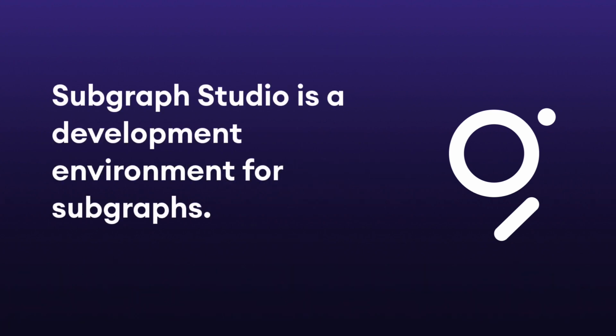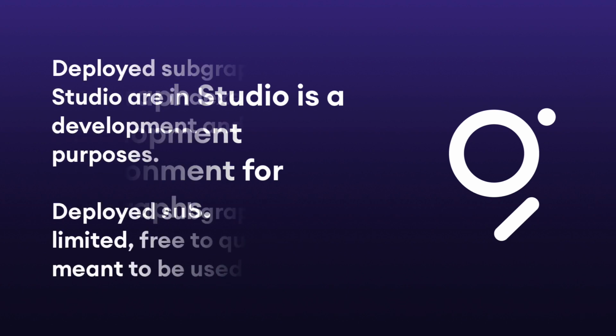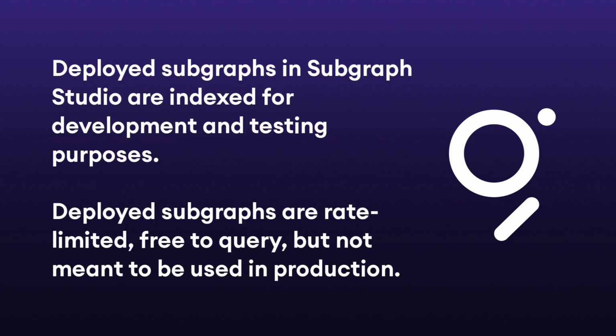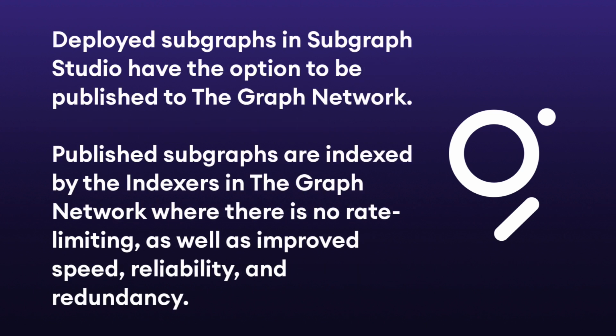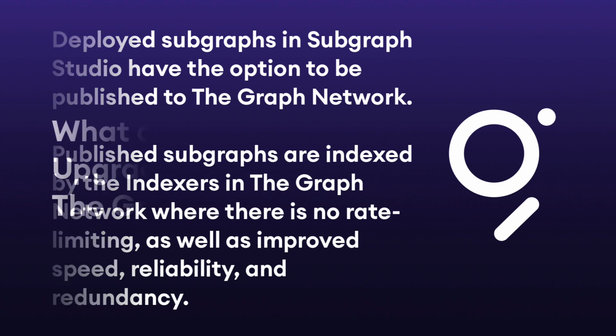Subgraph Studio is a development environment for subgraphs. Deployed subgraphs in Subgraph Studio are indexed for development and testing purposes. Deployed subgraphs are rate-limited, free to query, but not meant to be used in production. Deployed subgraphs in Subgraph Studio have the option to be published to the graph network. Published subgraphs are indexed by the indexers in the graph network, where there is no rate limiting, as well as improved speed, reliability, and redundancy.